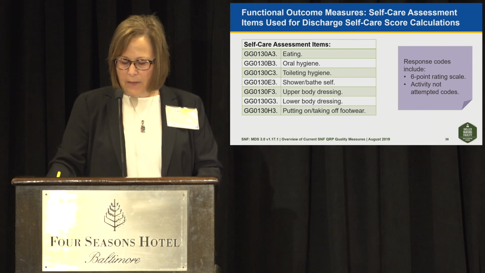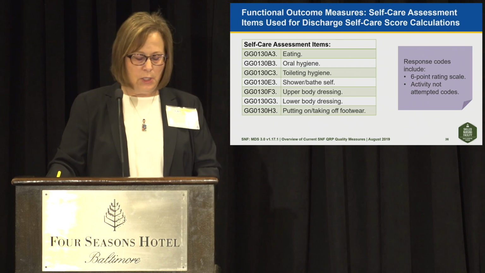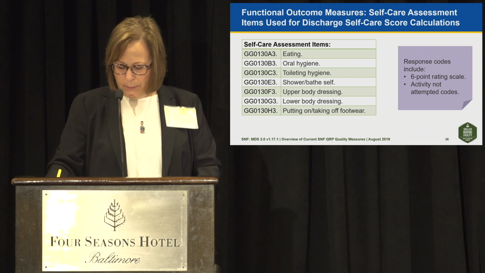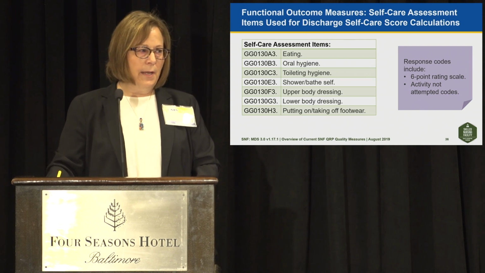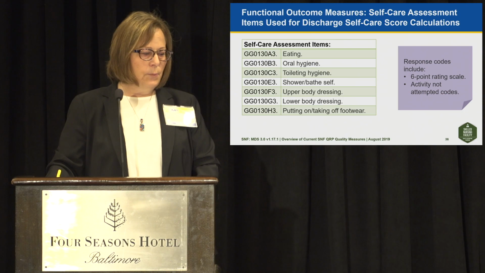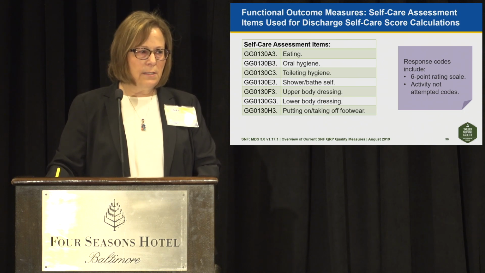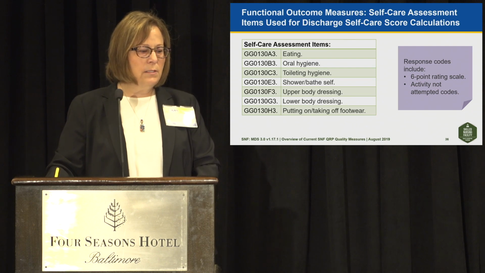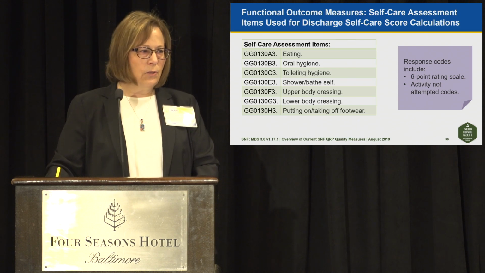For the discharge self-care measure, we have the same self-care items that were used in the change measure. They include eating, oral hygiene, toileting hygiene, shower, bathe self, upper body dressing, lower body dressing, putting on and taking off footwear. But you'll notice that in this example, we're referring to the discharge scores, or for the example of eating, GG0130A3, which is calculated from the PPS discharge.